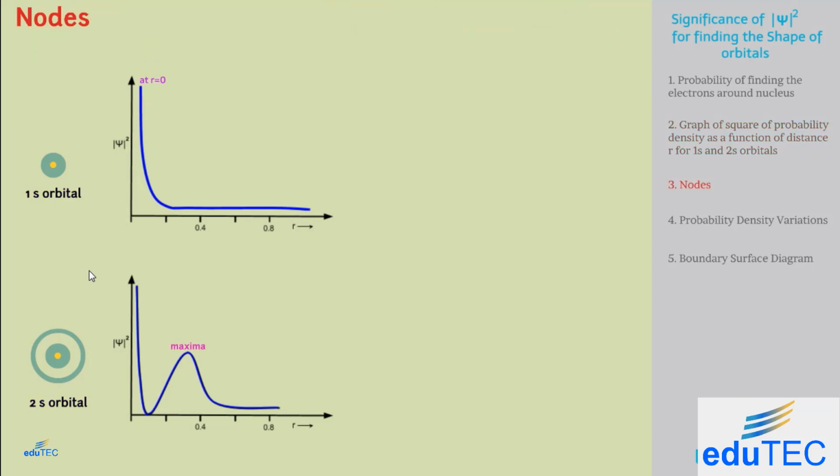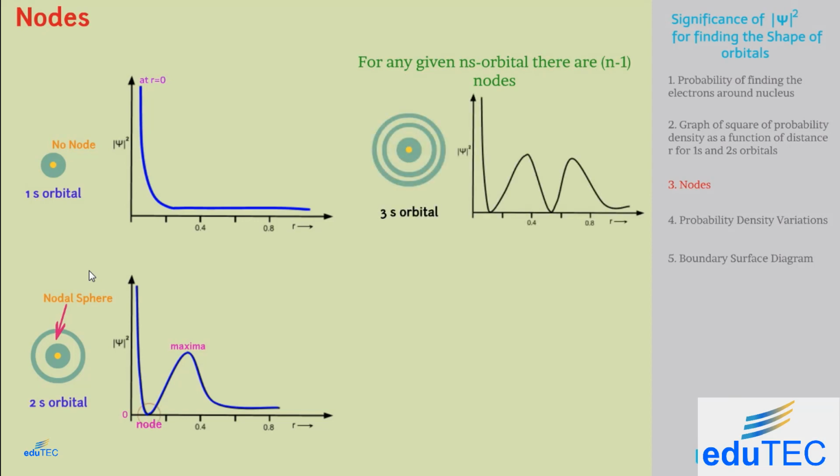The regions in space where the probability density function reaches 0 value are called nodes. In this way, 1s orbital does not have nodes, but 2s orbital has one node. In general, for any given ns orbital, there are n-1 nodes. This suggests that with increase in principal quantum number, the number of nodes also increases.